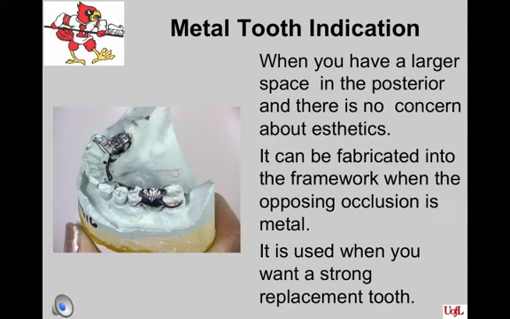A metal tooth may be indicated when you have a larger space in the posterior and there is no concern about aesthetics. It can be fabricated into the framework when the opposing occlusion is metal occlusion. It is used when you want a strong replacement tooth.